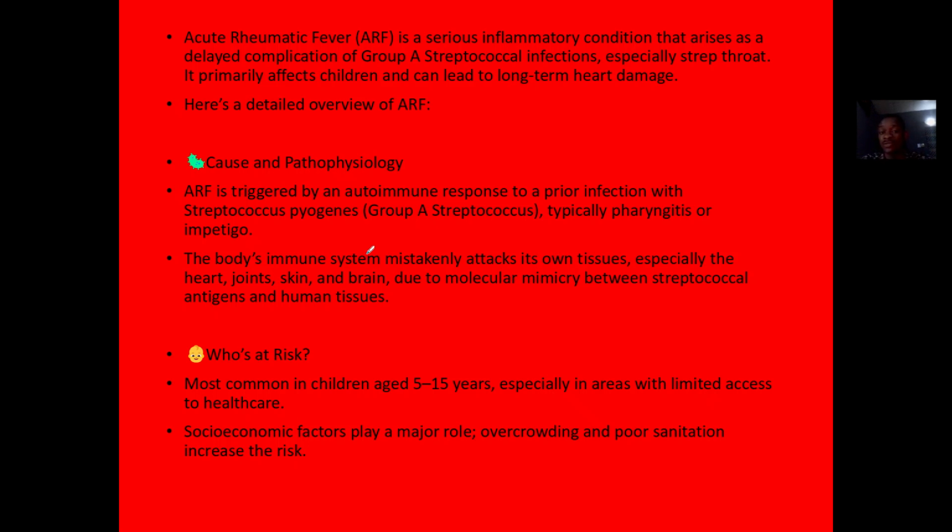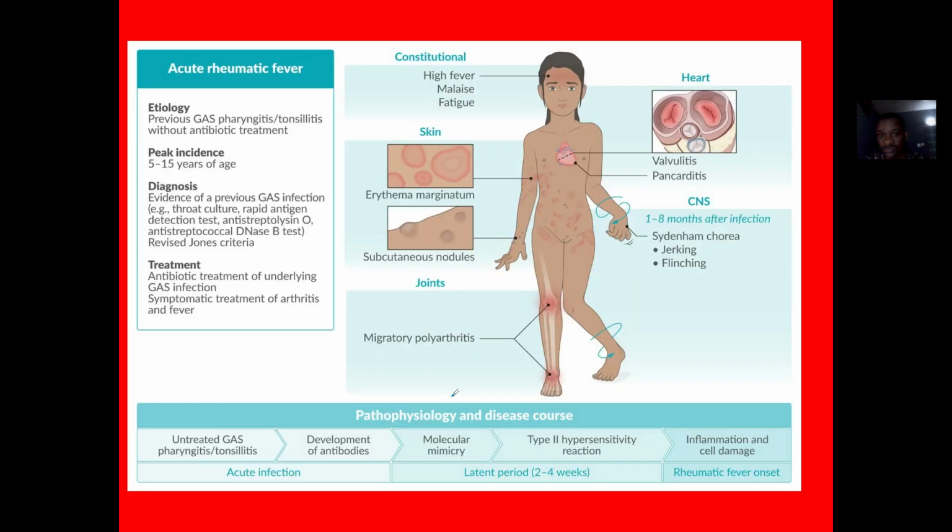It partly comes in as your immune system is trying to fight the Group A Streptococcus organism that is in the body. The body's immune system mistakenly attacks its own tissues, especially the heart, the joints, the skin, and the brain, because those tissues possess some things that look like the streptococcal antigens. It occurs mainly in people between 5 to 15 years, and also people that live in places with poor sanitation and overcrowding are at risk.